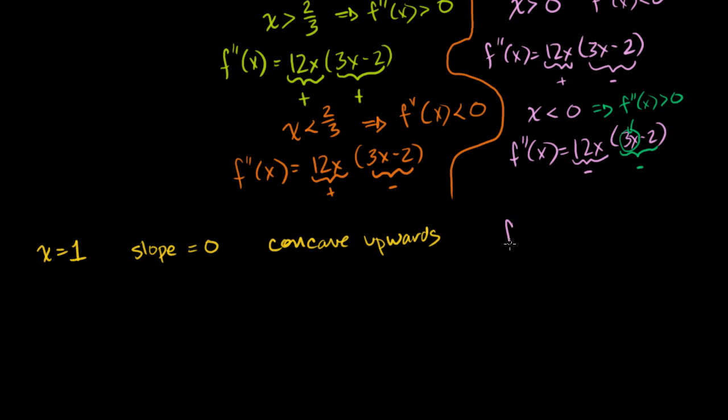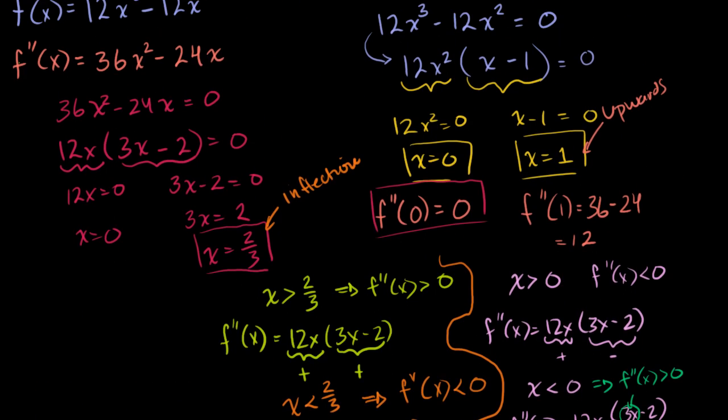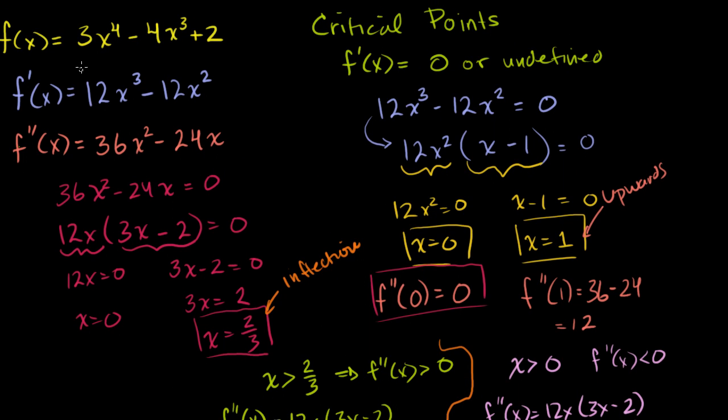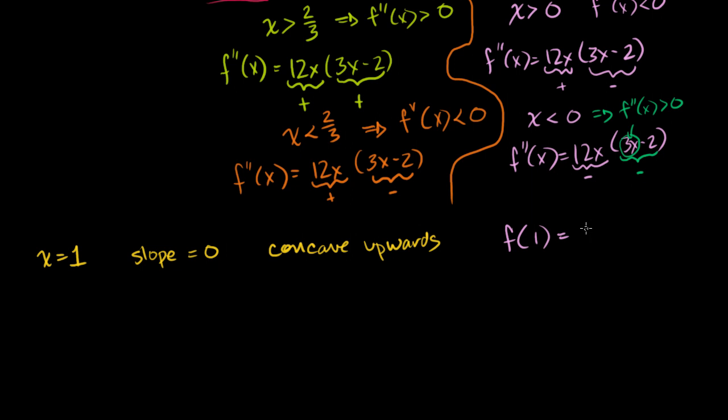So, f of 1 is equal to what? Let's go back to our original function. It's 3 times 1, 1 to the 4th is just 1, so 3 times 1 minus 4 times 1, which is minus 1, plus 2. Well, that's just a positive 1. So f of 1 is 1.